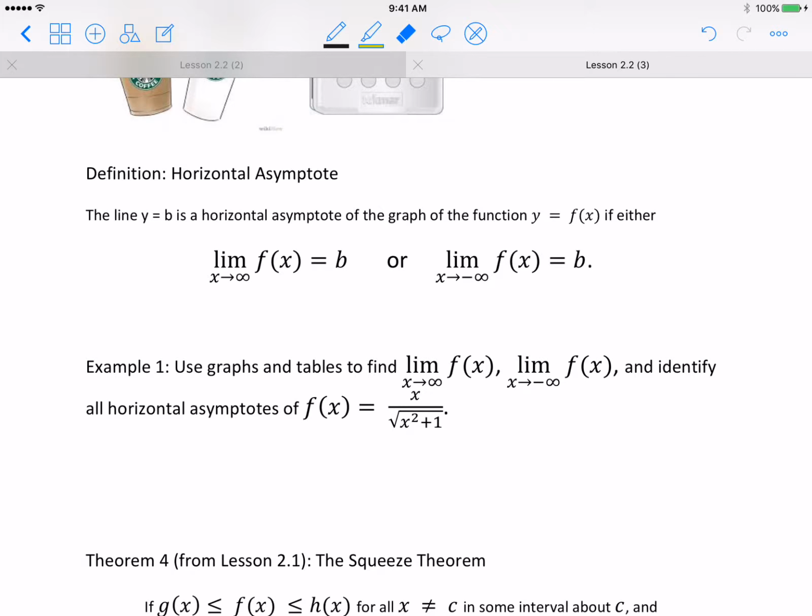Alright, let's take a look at the definition of the horizontal asymptote and we'll look at an example of it. Example 1 from the textbook will be used.